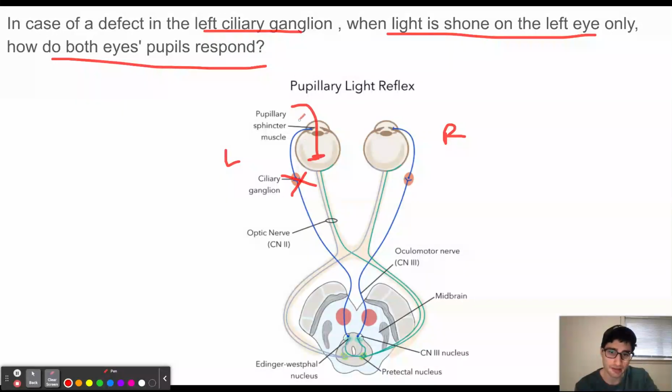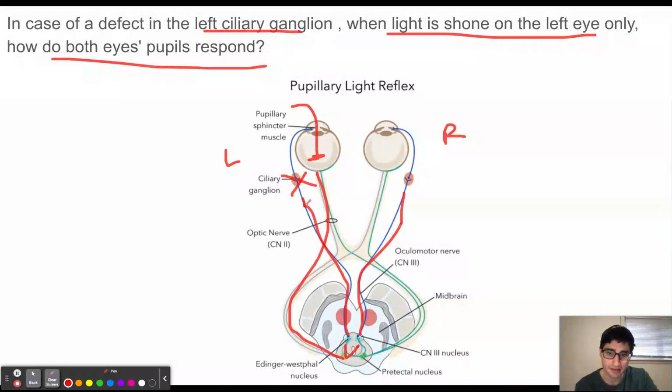Remember that when we shine a light on the eye, from the retina we will have the optic nerve taking that signal to the pretectal nucleus. And from the pretectal nucleus, we will be stimulating the ipsilateral and the contralateral Edinger-Westphal nucleus. And with the help of the oculomotor nerve or the third cranial nerve, we will be stimulating the ciliary ganglion.